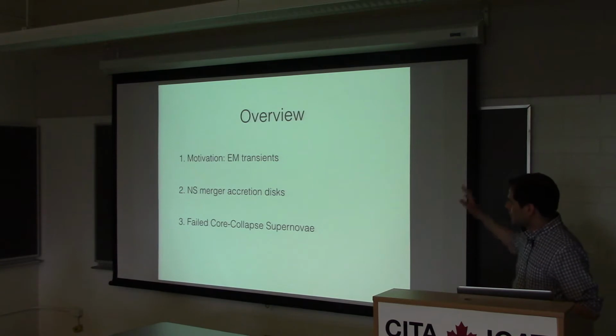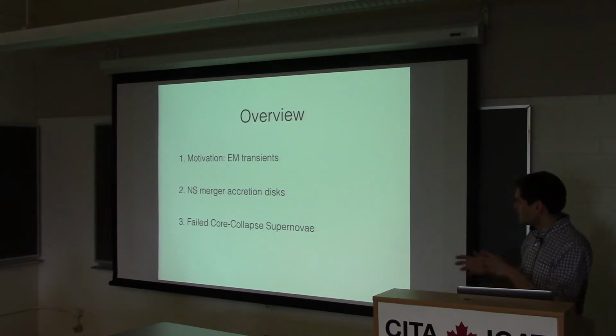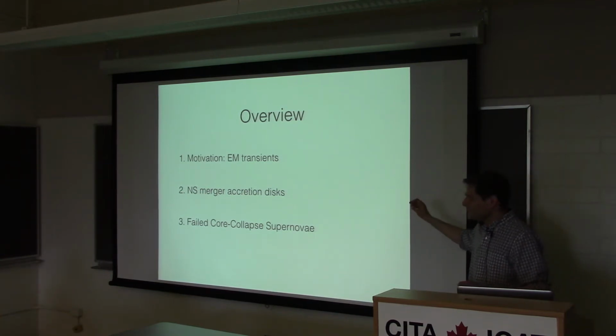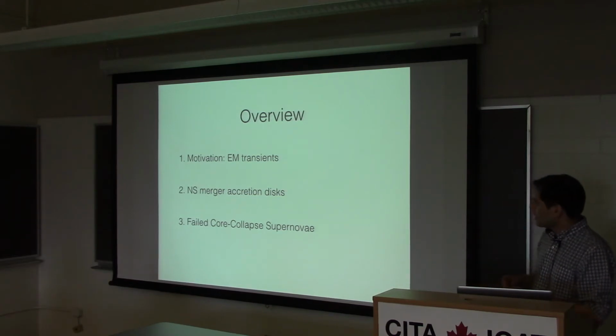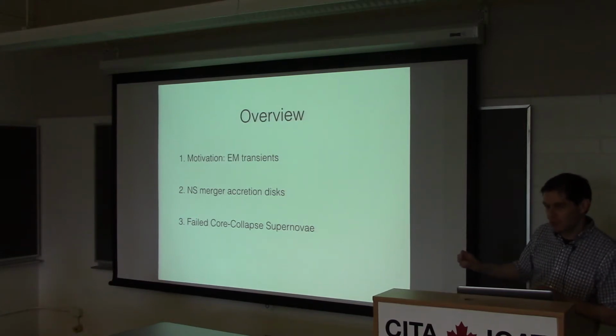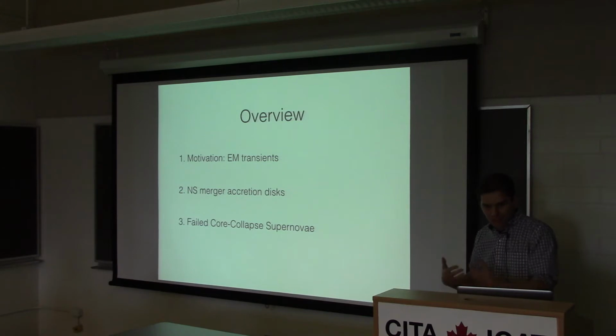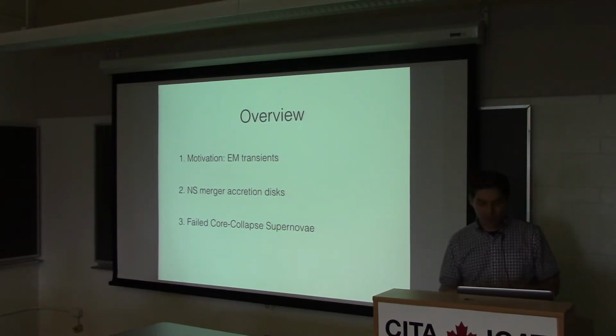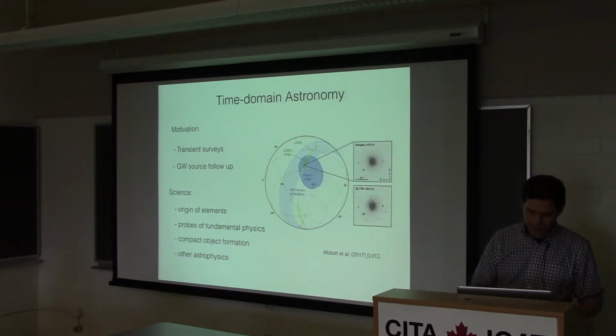Just the structure, very briefly: I'm going to review generally how we can relate mass ejection to electromagnetic transients. That's just the basic physics to set the discussion. And then I'm going to talk about two specific cases. One is mass ejection from the accretion disks that form in neutron star mergers. And then I'm going to talk about mass ejection from core collapse supernovae that fail to explode in the traditional sense. Yet they can still eject some interesting amount of mass that can give rise to electromagnetic transients.